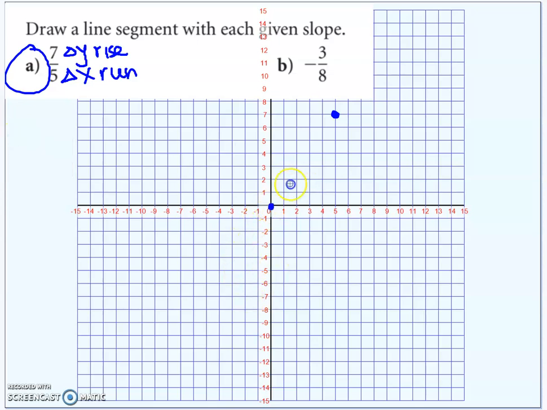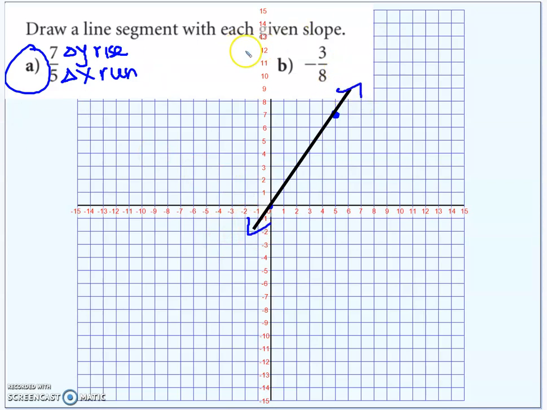So let's see. That will do. Because again, remember when we're talking about slope or rate of change, if we're saying it is consistent, then it is linear, which means we can make a line through it. Okay? So this would be the first A line.